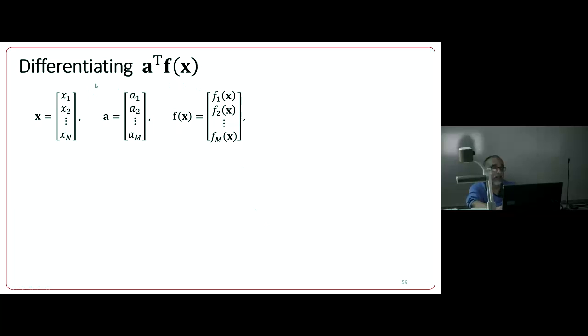And this is how we differentiate A transpose f of x, where A is a constant. So x, A, and f of x are given to us. This is A transpose f of x.